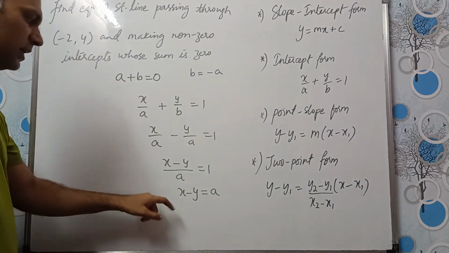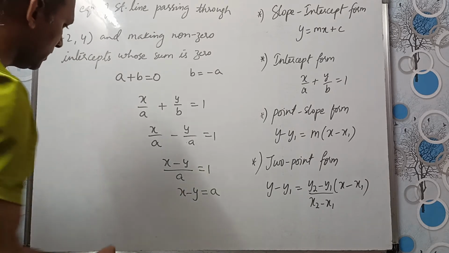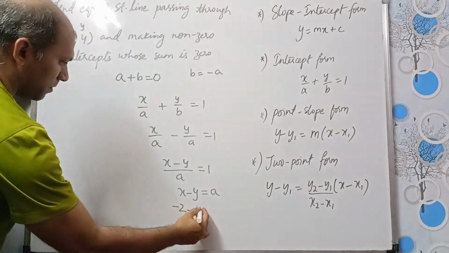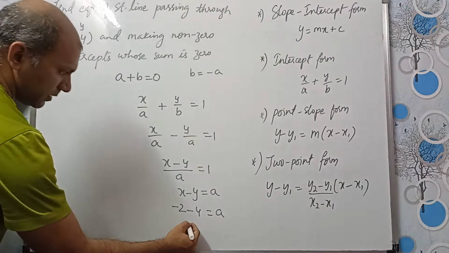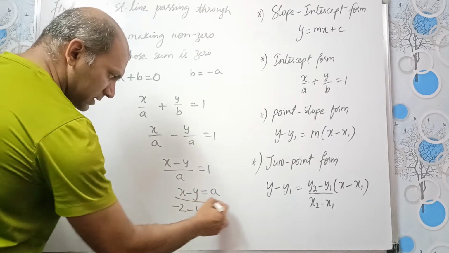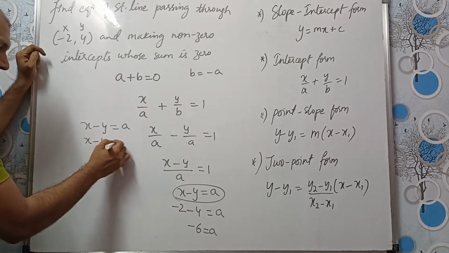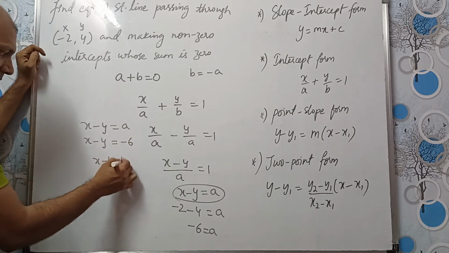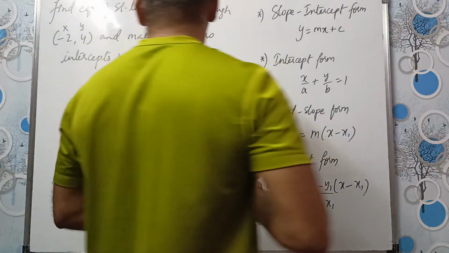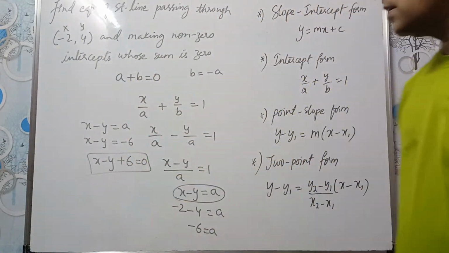How should we find the value of A now? Substitute -2 comma 4 here. This will be the value of x, this will be the value of y. So -2 minus 4 is equal to A. So A value is how much? -6. Now substitute A is equal to -6 here. x minus y is equal to A. So x minus y is equal to -6, or x minus y plus 6 is equal to 0. This is the equation of the straight line, passing through -2 comma 4 and making non-zero intercepts whose sum is 0.